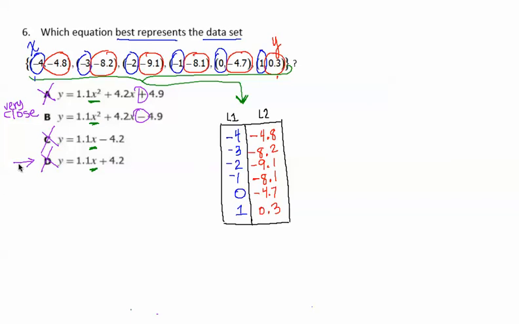So even though in this case we did not get an exact match in our numbers, we did find the one that was closest, option B. So you would select that as your option.